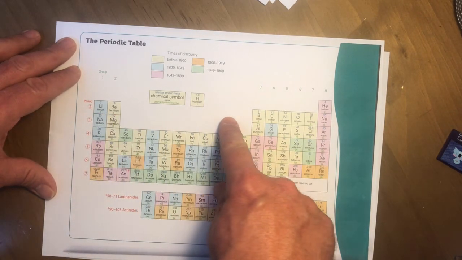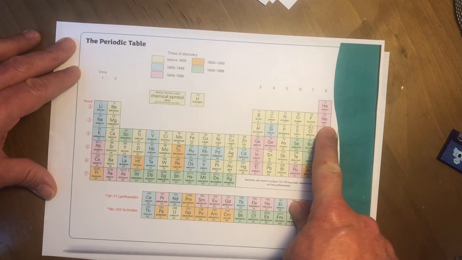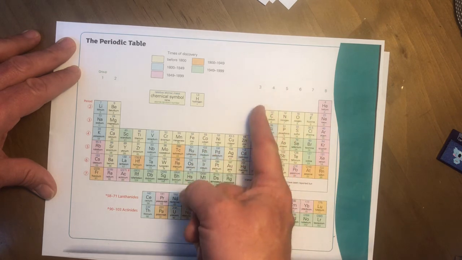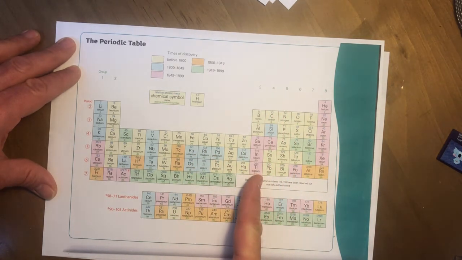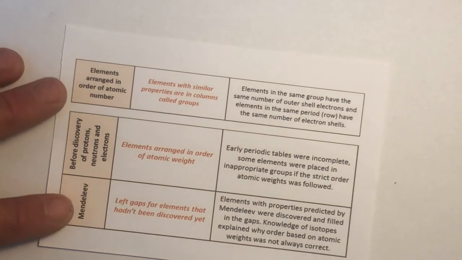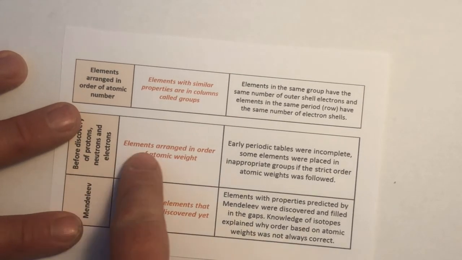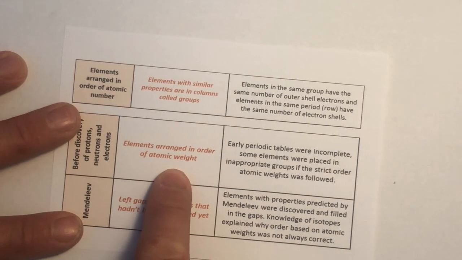Going across the table, right, they are arranged in their atomic weight, right, which is basically the number of protons. The groups are arranged based on their number of protons, number of electrons in their outer shell, and their chemical properties, or the way that they react with things. What were the two main steps that were involved? The two main steps that were involved were, before the discovery of protons, neutrons, and electrons, elements were arranged in the order of atomic weight.